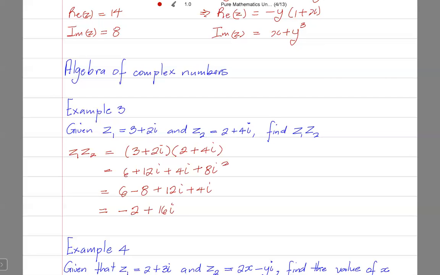All right. So what we simply did there is that we simply multiplied what? Two complex numbers, and you simply multiply them like you're multiplying two binomials.